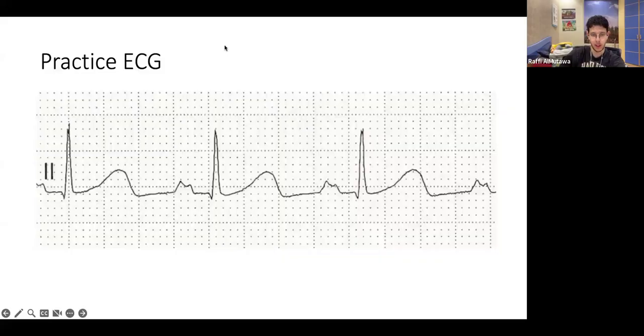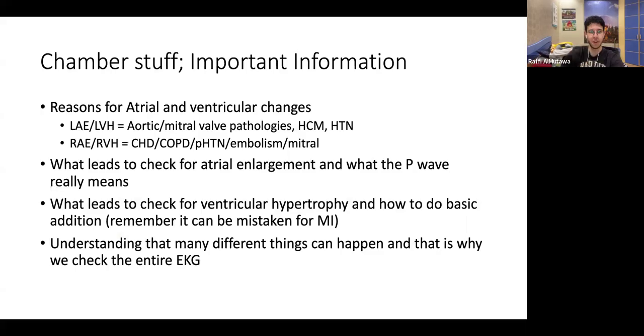What about this one? Pericarditis. Okay, so we're done with ischemia. This is related to atrial and ventricular changes. So we're done with ischemia. Left atrial enlargement. Good job. Okay. So ischemia. Is there anything you guys don't understand?